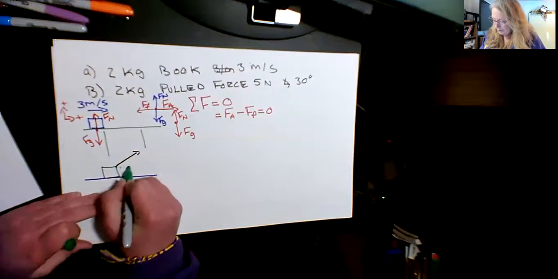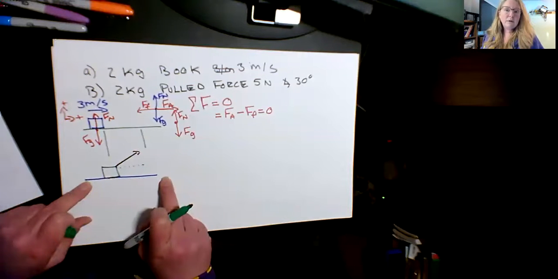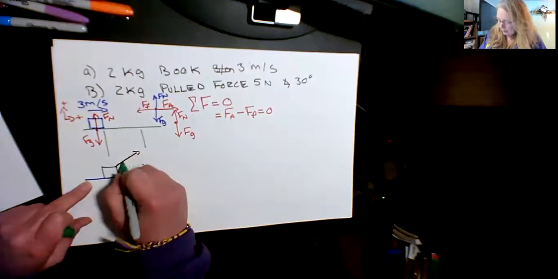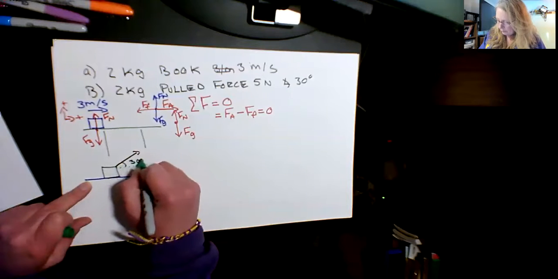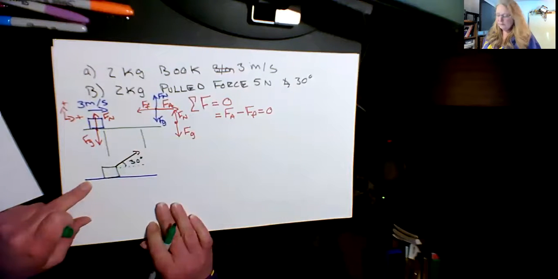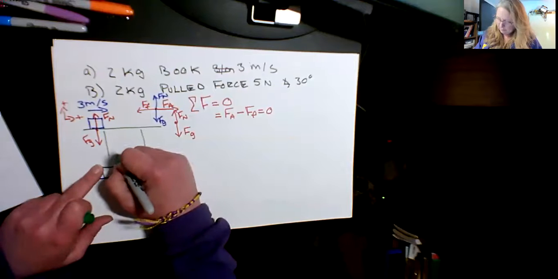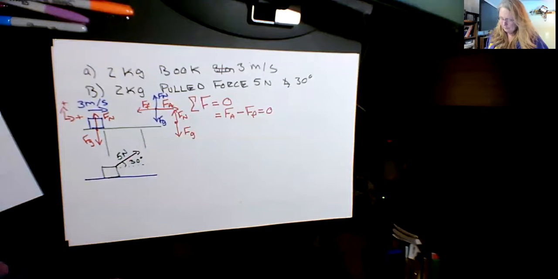What that 30 degrees means, this is the horizontal. This is the force being applied to that horizontal. So this would be my 30-degree angle for that force. This applied force, I can go 5 newtons.